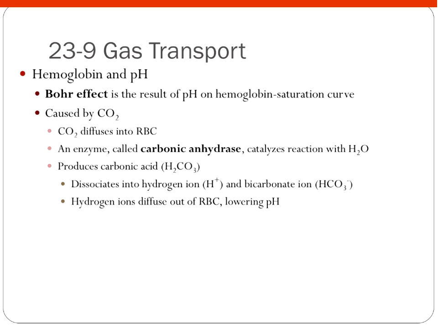So hemoglobin and pH, we talked about this. That whole change of pH is called the Bohr effect. It is the effect of pH on the hemoglobin saturation curve, and this effect is directly caused by carbon dioxide, the molecule that is released after cellular respiration.